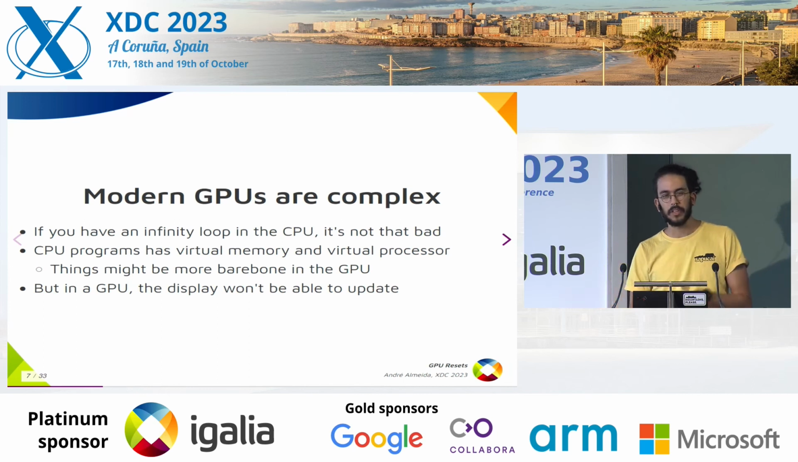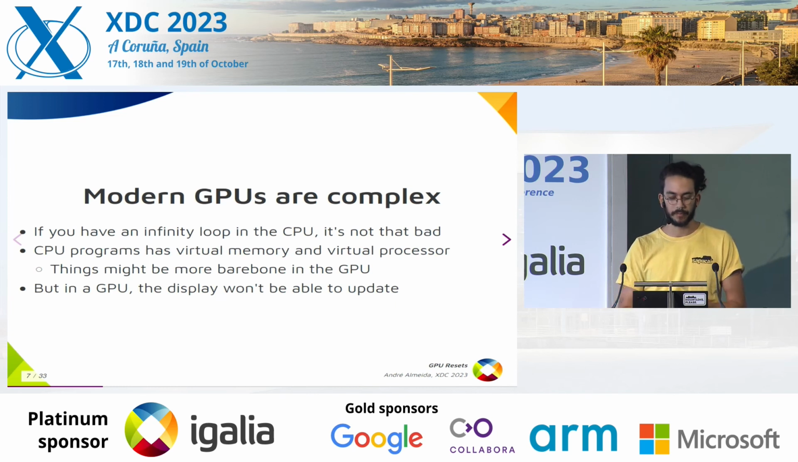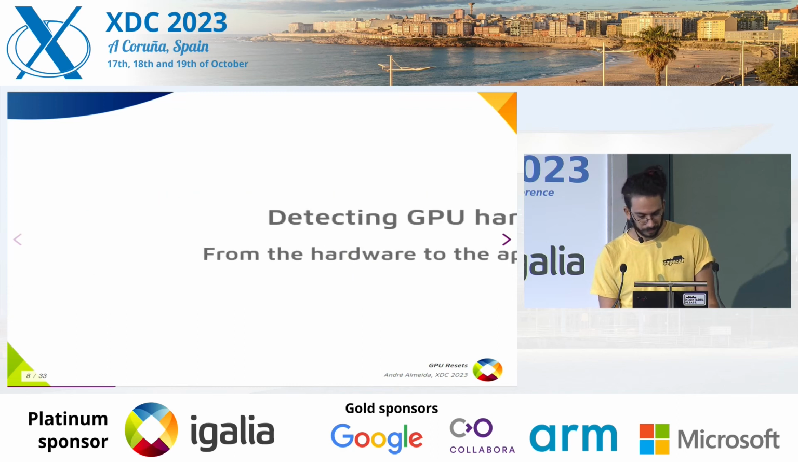We have memory isolation and CPU isolation. But on the GPU, things are more bare-bones. Things are closer to the metal. Things don't have that many abstractions. So a single graphical application can just take over all GPU resources at the same time. So if you have an infinite loop on the GPU, the display won't be able to update anymore.